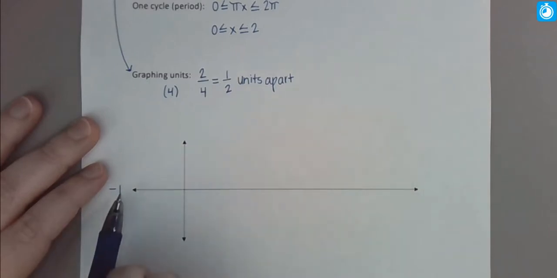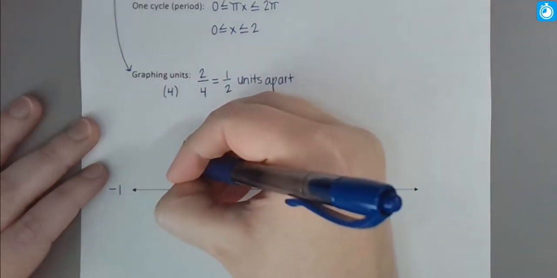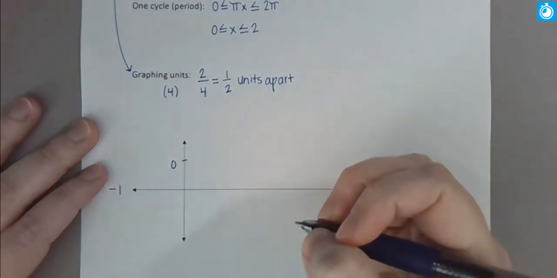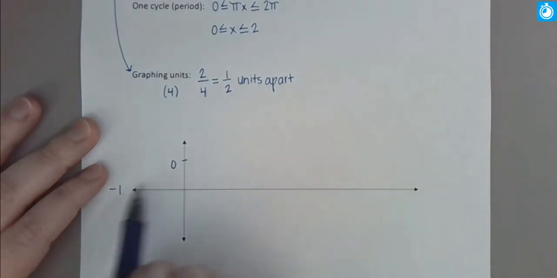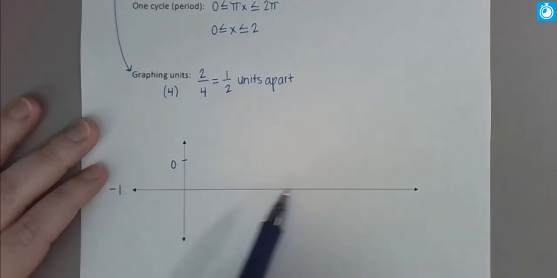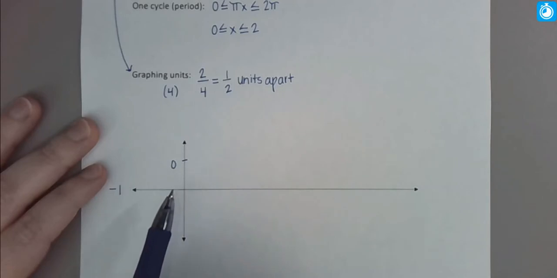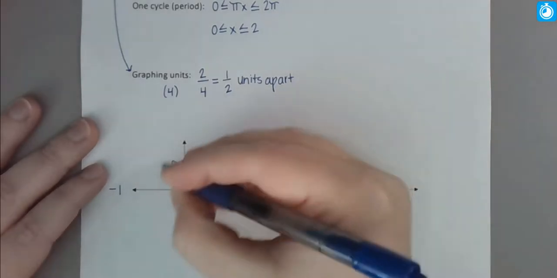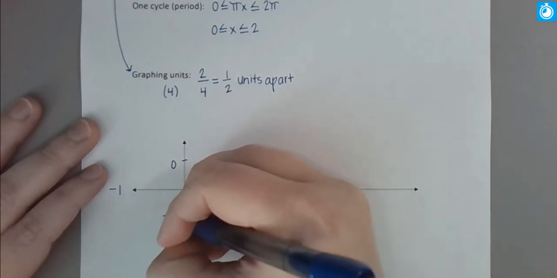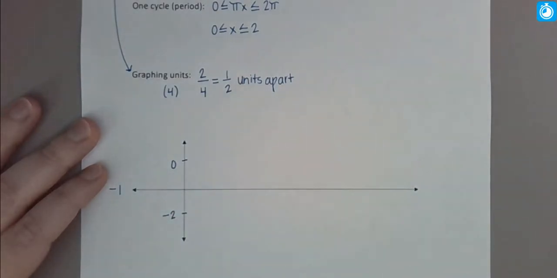So from -1, if we go up 1 unit, that takes us to 0, and that's okay that 0 is above this line. Remember, this line represents -1. It doesn't truly represent the x-axis. This location is now the location of the x-axis. So 1 unit up and then 1 unit down, which would take us to -2.